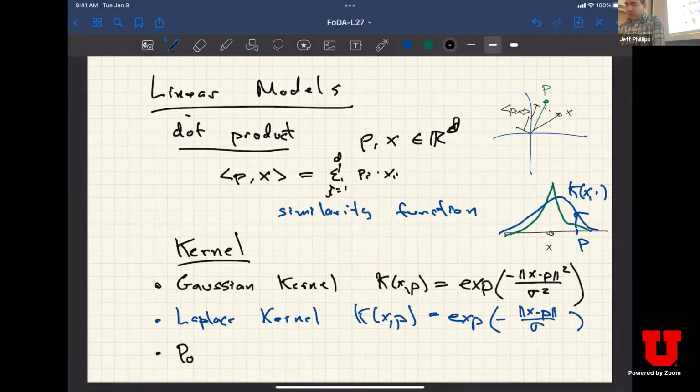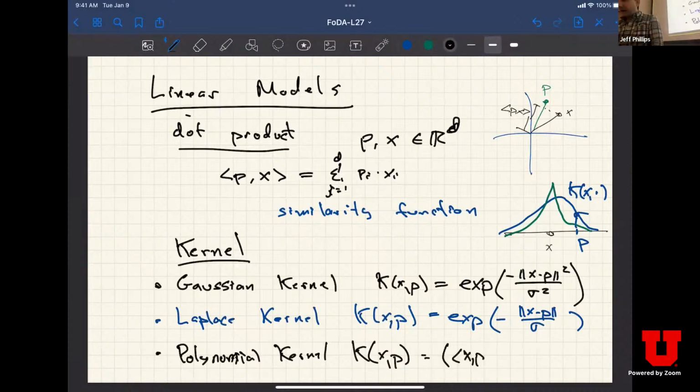And then another important one is the polynomial kernel. For this I do k of x, p, which is going to be: I start with the dot product of x and p, plus some offset c, to some power r. It's a little hard to understand why this is a similarity, and in fact it's less intuitive in that sense, but this will allow me to do everything I did with polynomial regression, but with classification, if I use this kernel. I'll explain this a bit later.